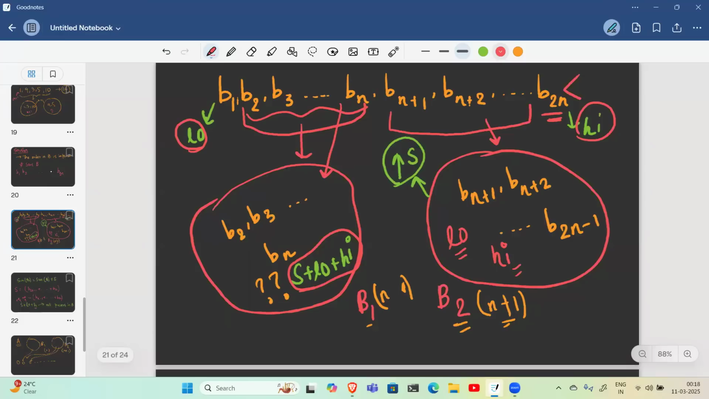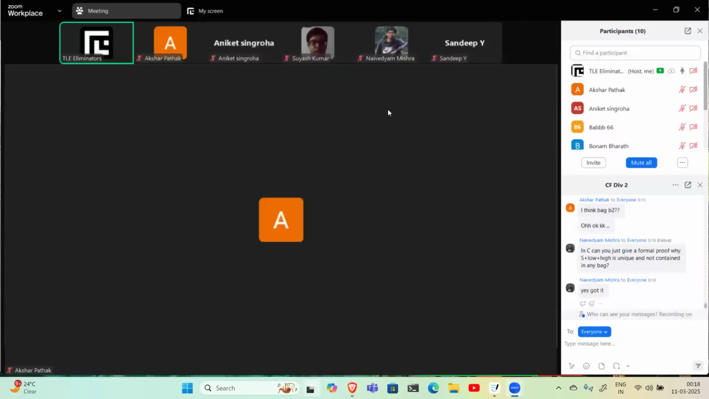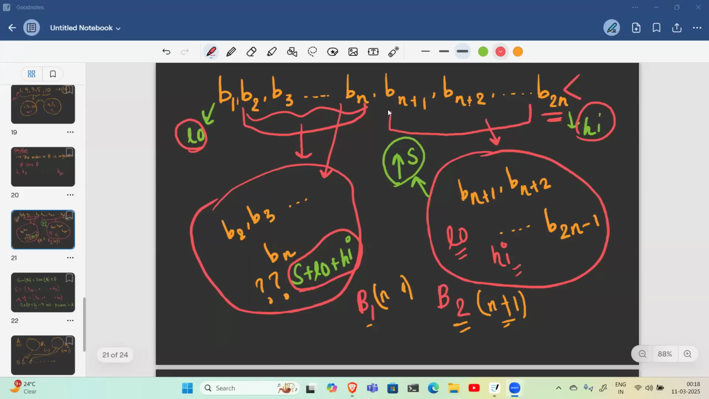When we constructed B1 and B2, we inserted elements from the array B. And now I'm inserting one new extra element which is larger than all other elements, because it is larger than the largest element, high. High was the largest element in the bag and S plus low plus high is even larger than high. So how can it match any other element in the bag? It has to be distinct, right? Okay, great. So let's continue.